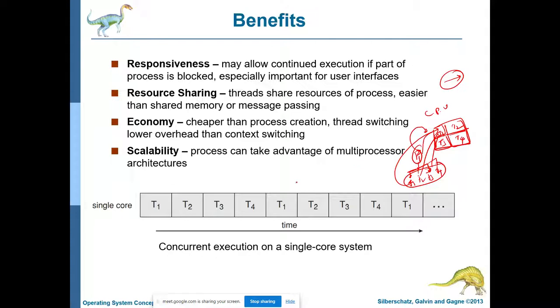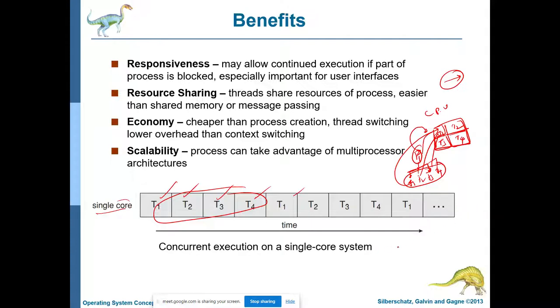That is scalability. You are given a multiprocessor architecture, so you are making use of multi-core systems under multi-process and multi-threaded systems. For example, on a single core we execute T1, T2, T3, T4, the four tasks, one after another: first T1, T2, T3, then again T1, T2, T3, T4, and again the same thing.